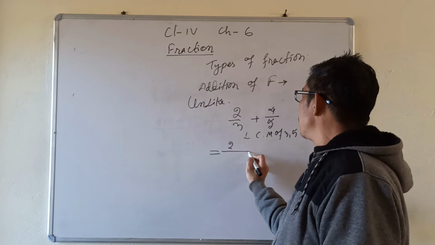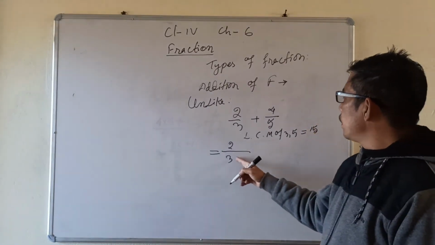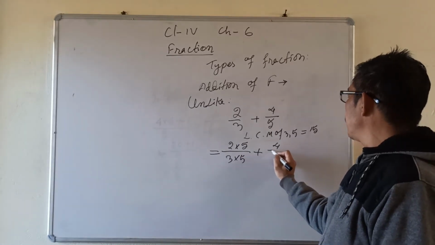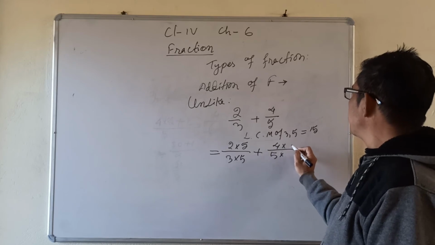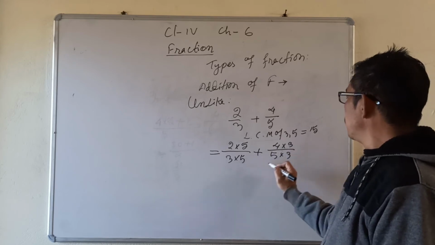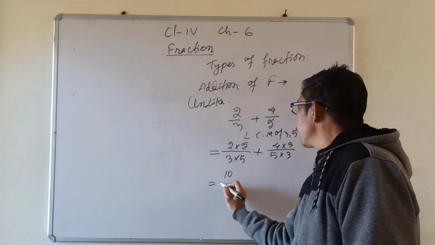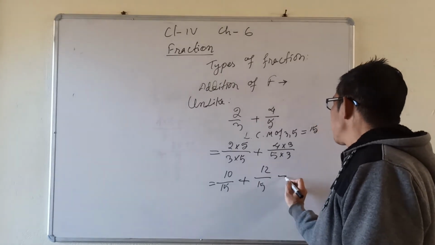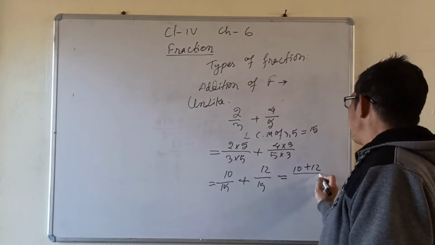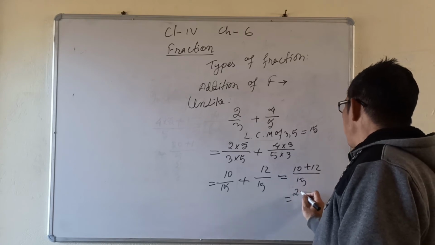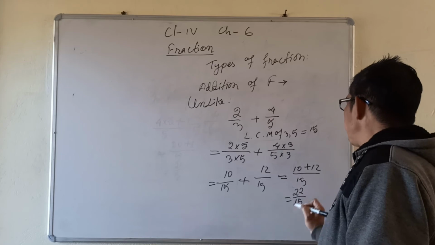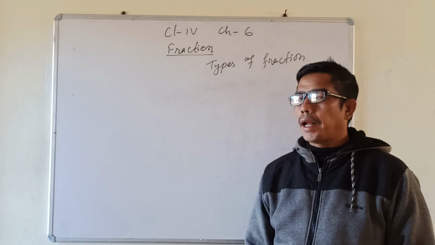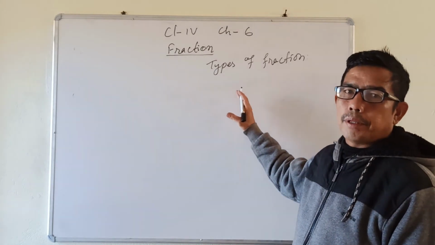So, to get 15, 3 will be multiplied by 5. The same number should come here, and here. 10 divided by 15. 12 divided by 15. This gives 10 plus 12 divided by 15, equal to 22 by 15. So this is how to add unlike fractions. Subtraction of like and unlike fractions is the same as what we have done here.